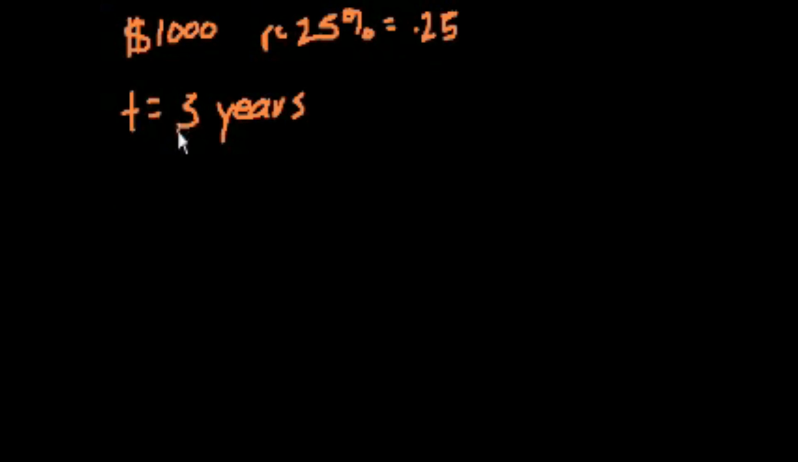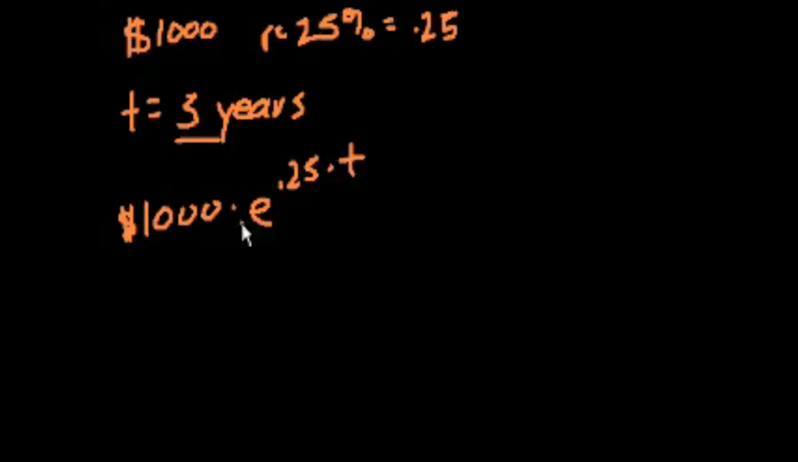So our formula says that the amount that I'll owe at the end of this is how much I borrowed, $1,000 times e to my interest rate power, 0.25, times the number of years, times T. And so that's 3, right? So that equals 1,000 e to the 0.75 power.